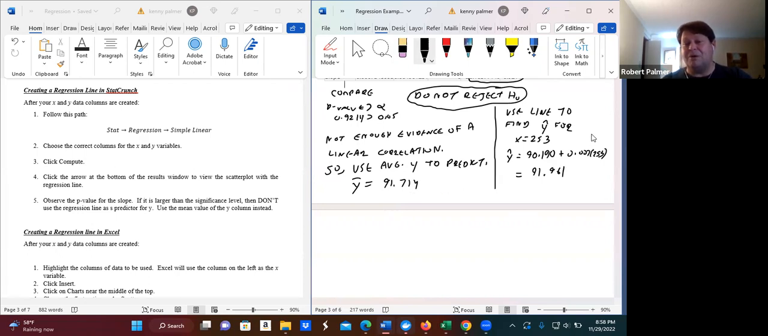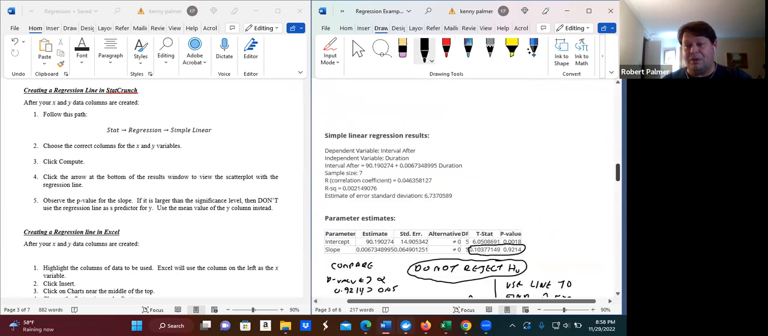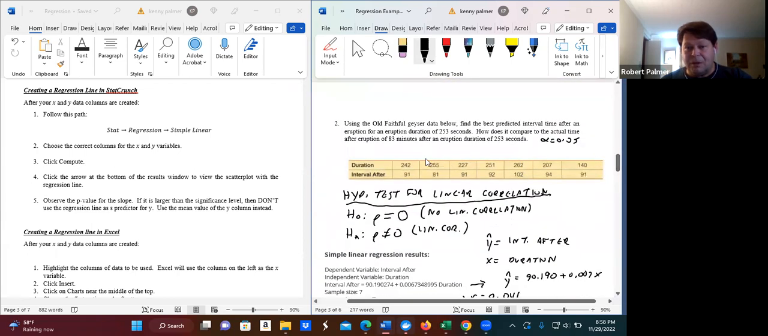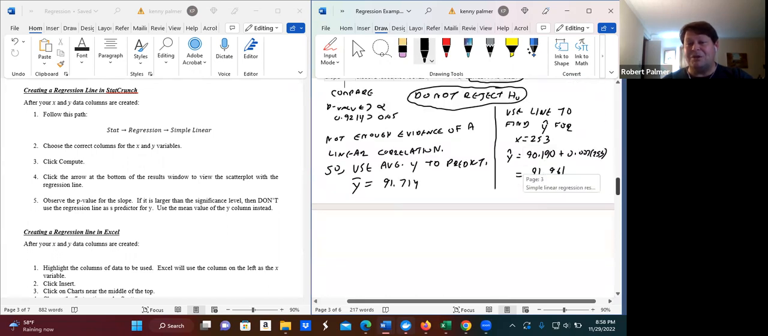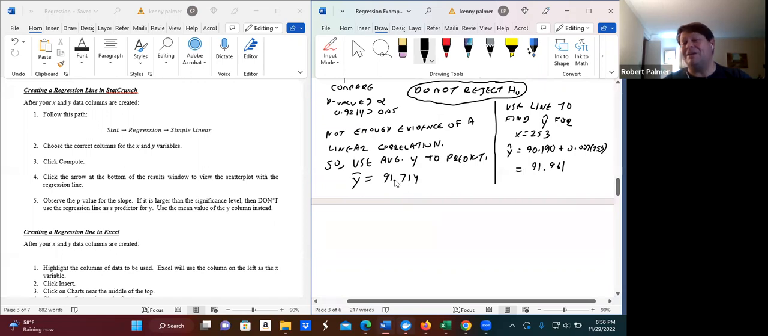Now compare that, that's not too far off. Compare that to the actual eruption of 83 minutes. So what we saw is that actually that's not a terribly good value. Of course, the mean is not the best predictor either. But neither one is really a great predictor for that.